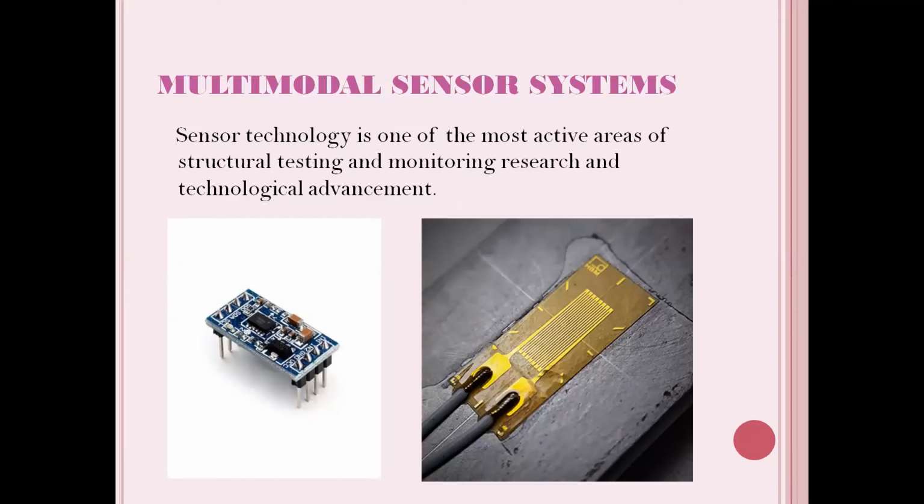Sensor technology is one of the most active areas of structural testing and monitoring research and technological advancement. Most SHM systems today use sensors such as strain gauges, vibration or accelerometer sensors, and displacement sensors to track the stresses or movement of a structure. Additionally, the system usually includes sensors for environmental or weather monitoring. A number of emerging sensor technologies use non-destructive testing. So these two are the pictures of strain gauges and accelerometer sensors.